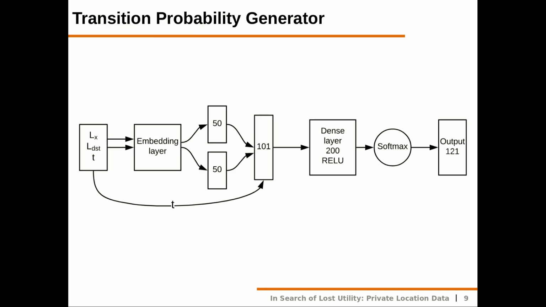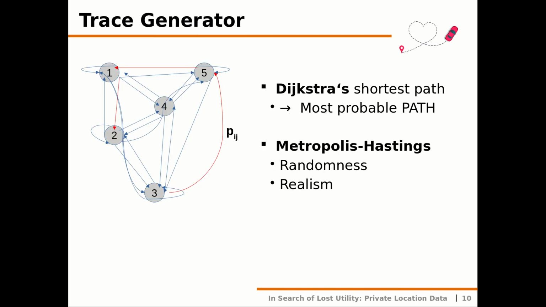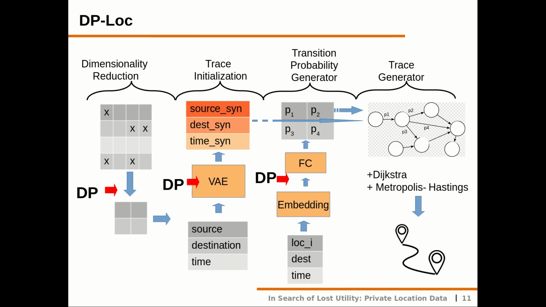The next one is the transition probability generator. You can see that we use the embedding layer, a 50-dimensional vector on locations, and we didn't embed time in the word embedding, just the location. And the output is the probability distribution between locations. Okay, and then the last final step is, again, I show you a fully connected, a full graph, and then we run Dijkstra's shortest path with Metropolis Hastings after it.